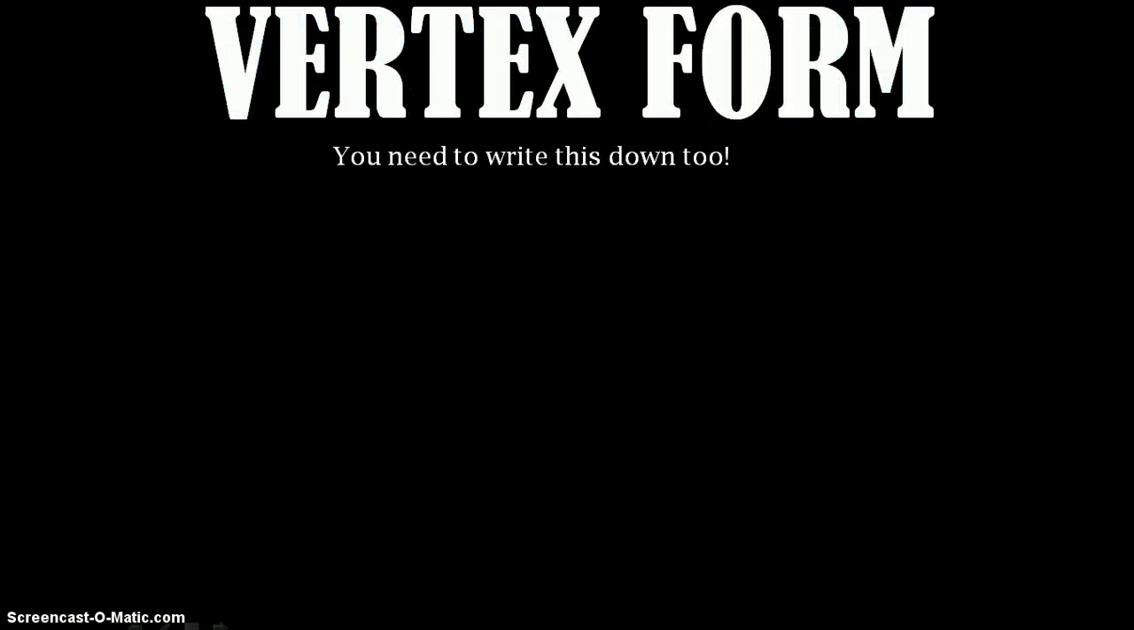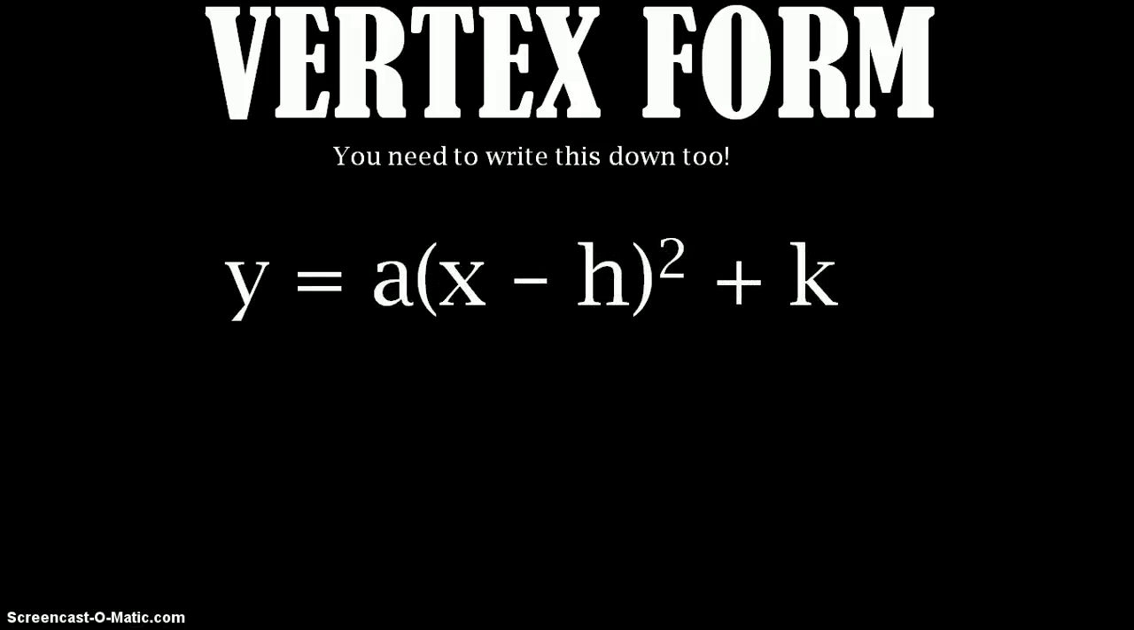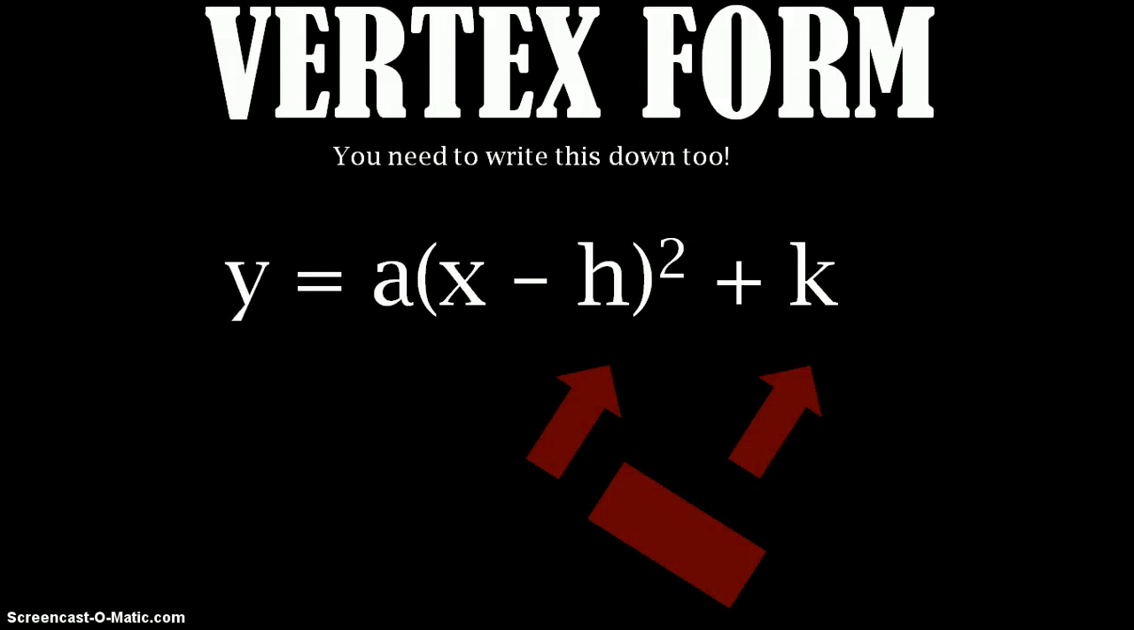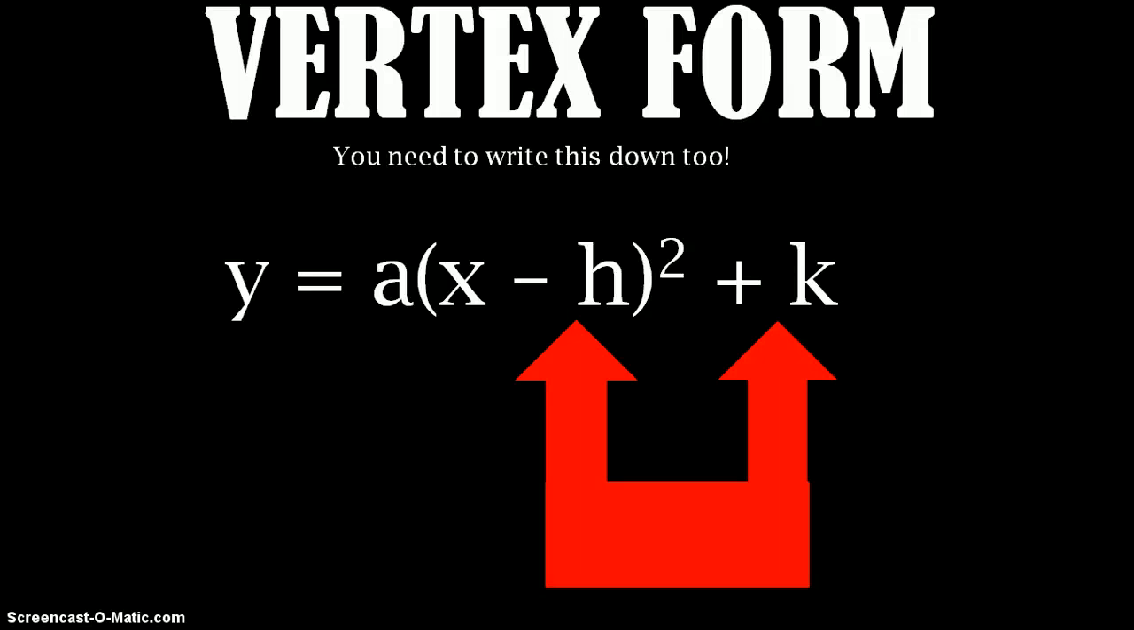Alright, you need to write this down. This is very important. Vertex form is going to look like this, which is what we've been looking at, except it's all letters now. So y equals a times x minus h squared plus k. Alright, so we're going to look at a couple things. The h and the k is your vertex. So h comma k is your vertex.